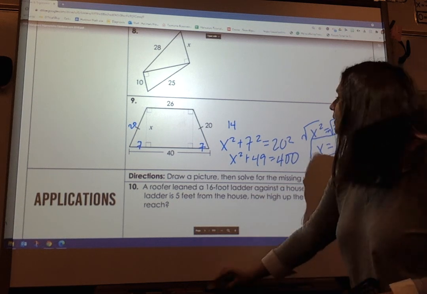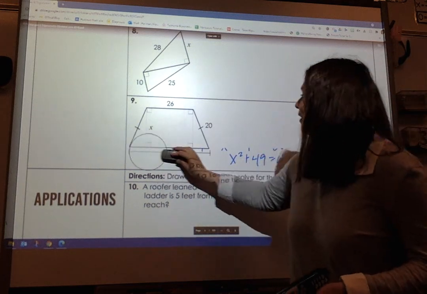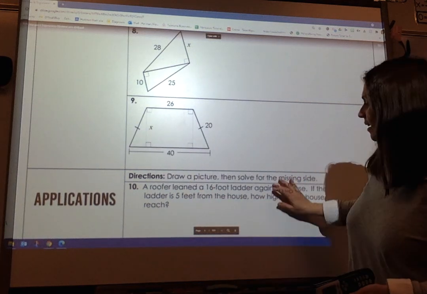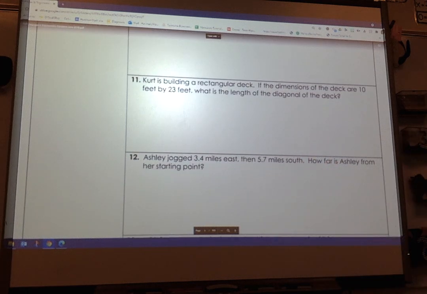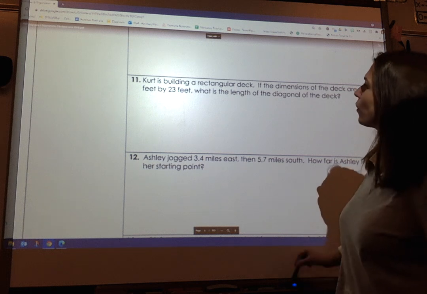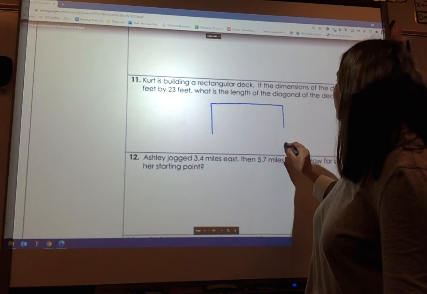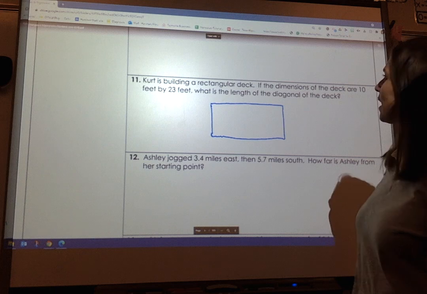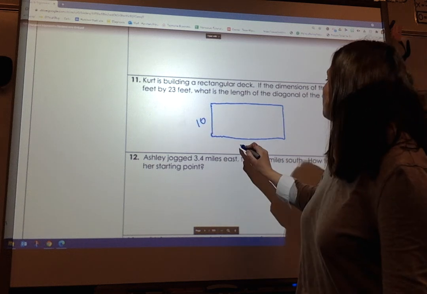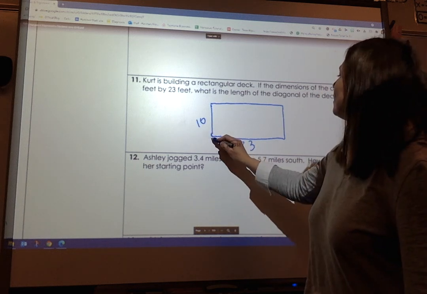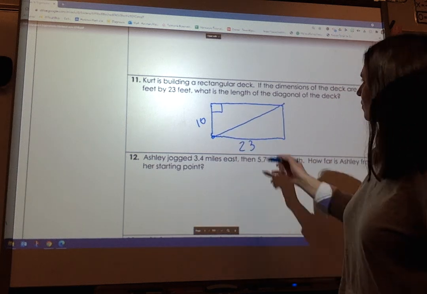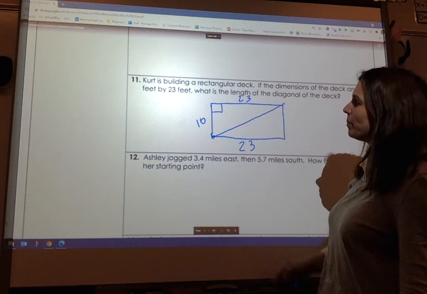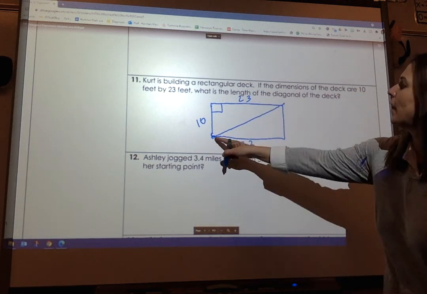Now, real quick, I'm sorry, I try to cut it short, but I can't do that. Let's look at how we use the application here. So on number 11, let's just do that one. You've got to draw a picture. So Kurt is building a rectangular deck. If the dimensions of the deck are 10 feet by 23 feet, what is the length of the diagonal? So here, you would just draw a picture and then find the hypotenuse.